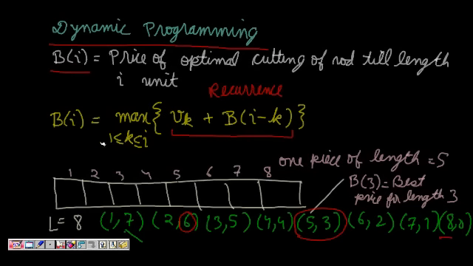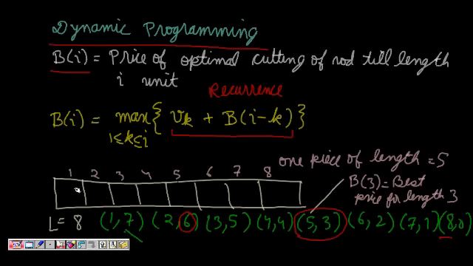So this is the recurrence relation, and now let's see how we can go bottom up. I can calculate B1 first, then let's see about 2. So 2 can have 2 possibilities.